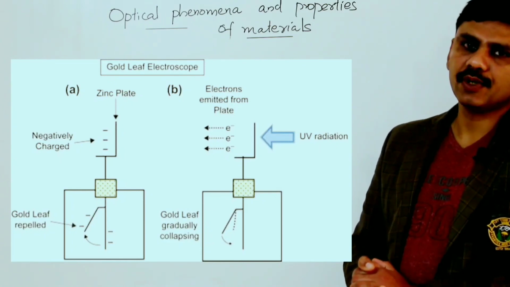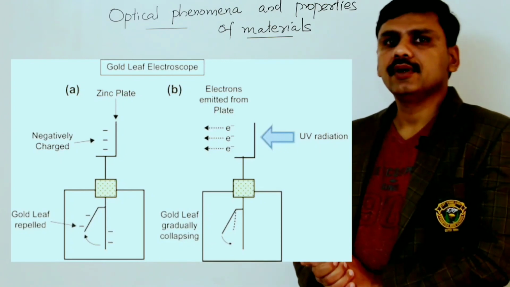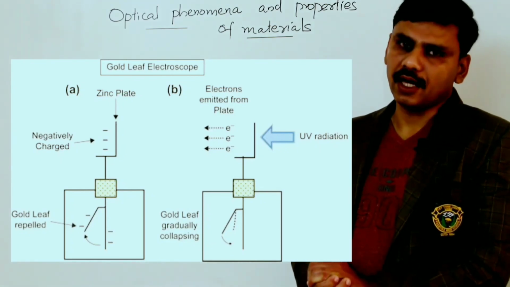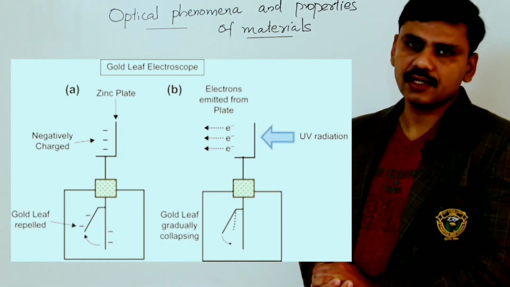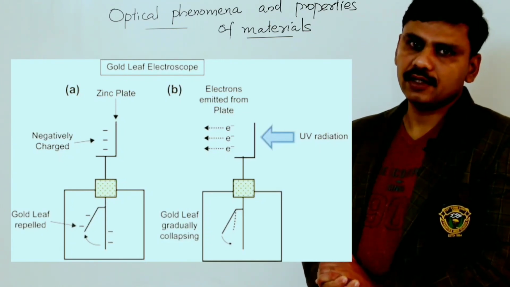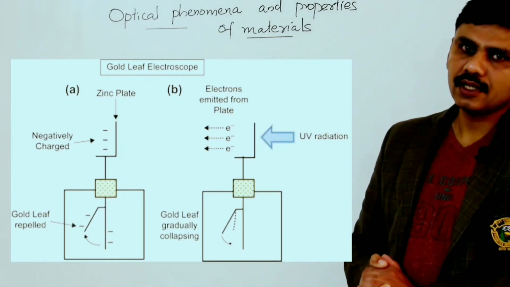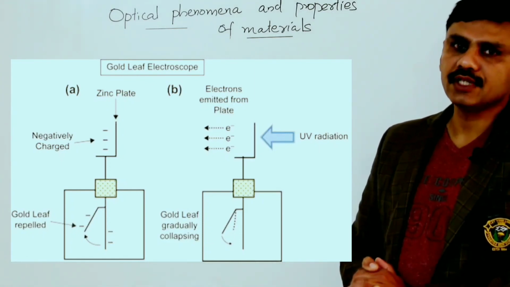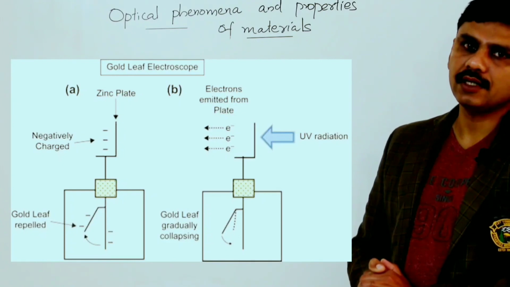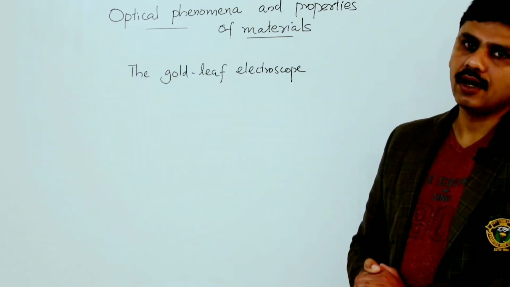So from this experiment, what are we concluding? We are concluding that with the help of ultraviolet light, from a zinc plate you can remove the electrons, and finally the electrons are removed from the electroscope also. This is not happening with the visible light, because the energy of visible light is less than the energy of the ultraviolet light.